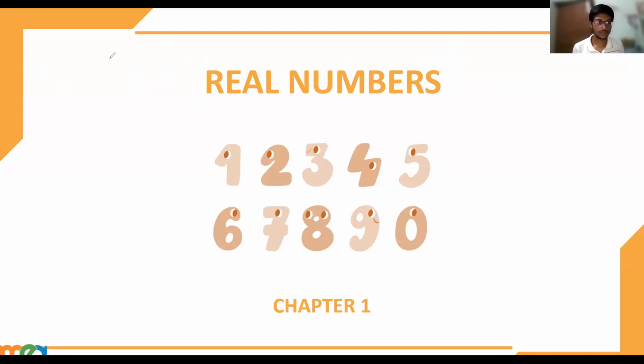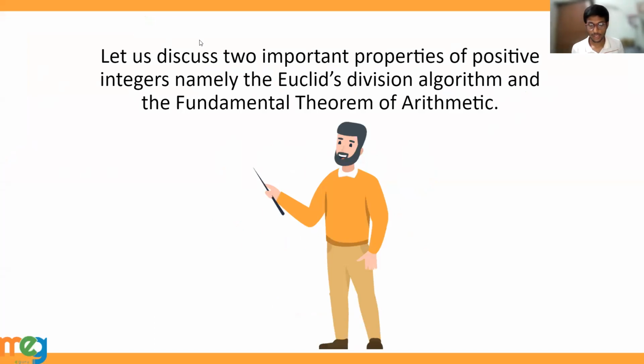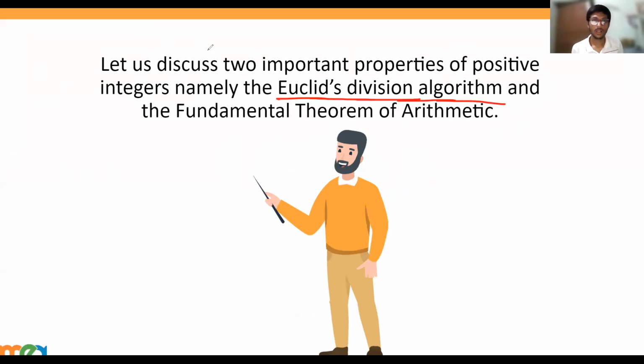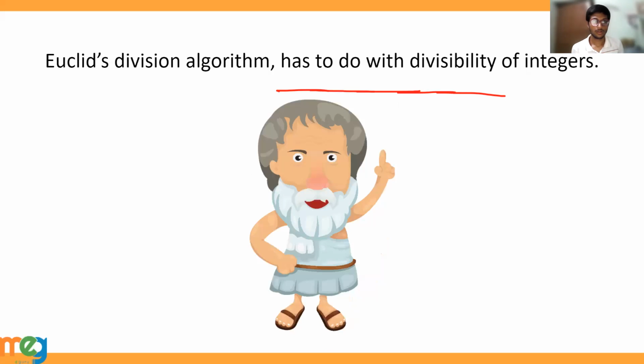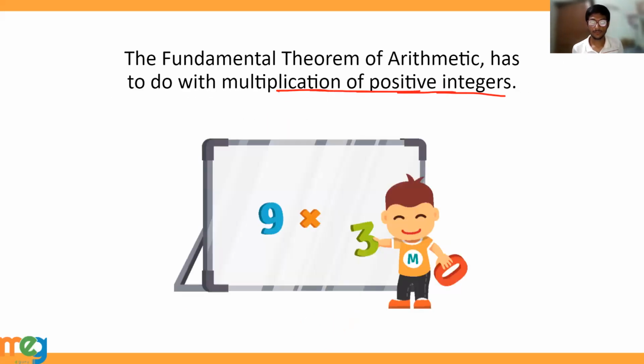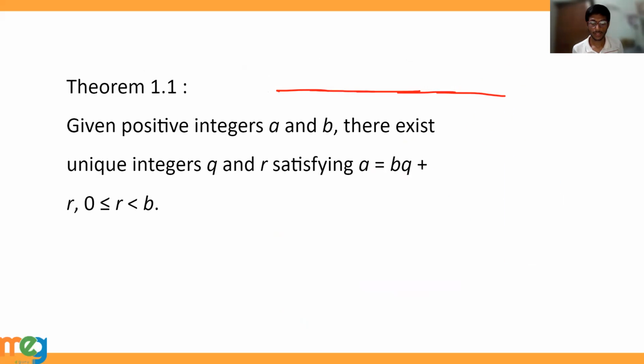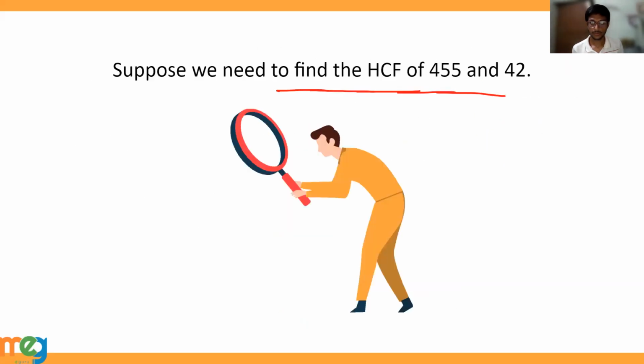The first one was Euclid's division algorithm. Okay, let me take the pen. Using this algorithm, we found how to calculate the HCF of some numbers like this. This theorem basically deals with the divisibility of a number.